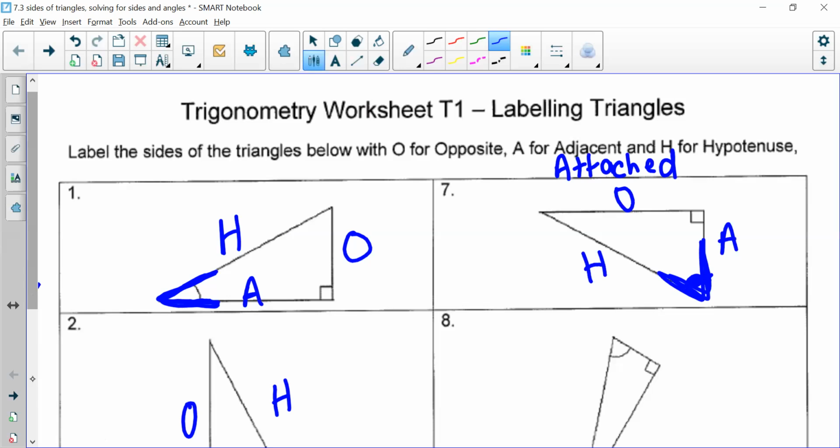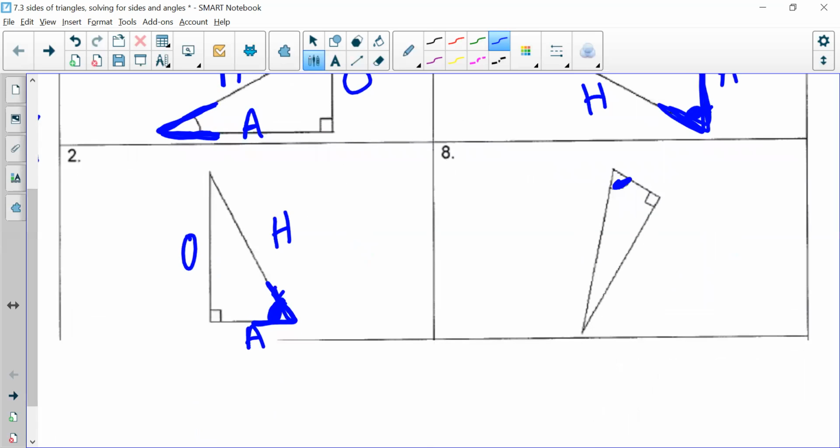Okay, let's look at number 8. Here's my eyeball right here. Where's my hypotenuse? This is a weird one. Left, top, or right? Which one's my hypotenuse? Left. Good. This is a really weird one, but here's my 90-degree angle, so that's my hypotenuse. Okay, which is my opposite? The top or the bottom? Bottom. Good, that's my opposite. So by default, this is my adjacent or attached, and it is attached to my angle. Any questions on O, A, and H?